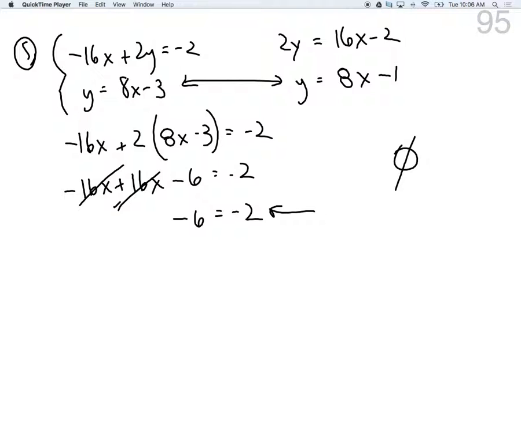Last example. This will be fun. We're going to do this one together.